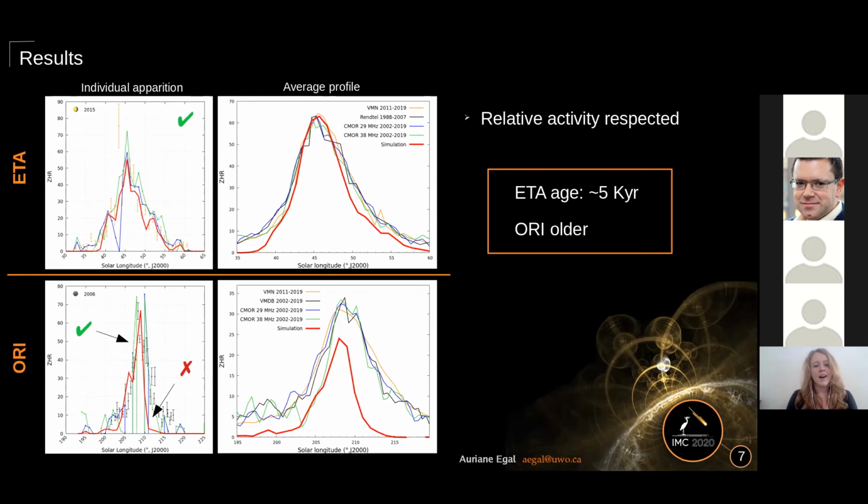Like here, our simulations reproduce the Eta-Aquariids very well, suggesting that the age of the shower slightly exceeds 5,000 years. But in contrast, our missing part of the activity profile suggests that the Orionids may be older than that. And even if we slightly underestimate the Orionid average activity, we have with our model, for the first time, similar activity levels for the two showers.